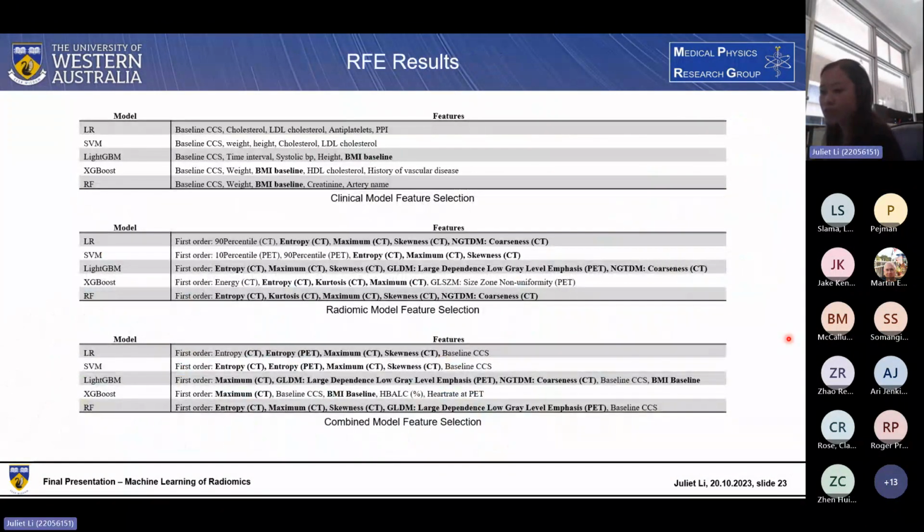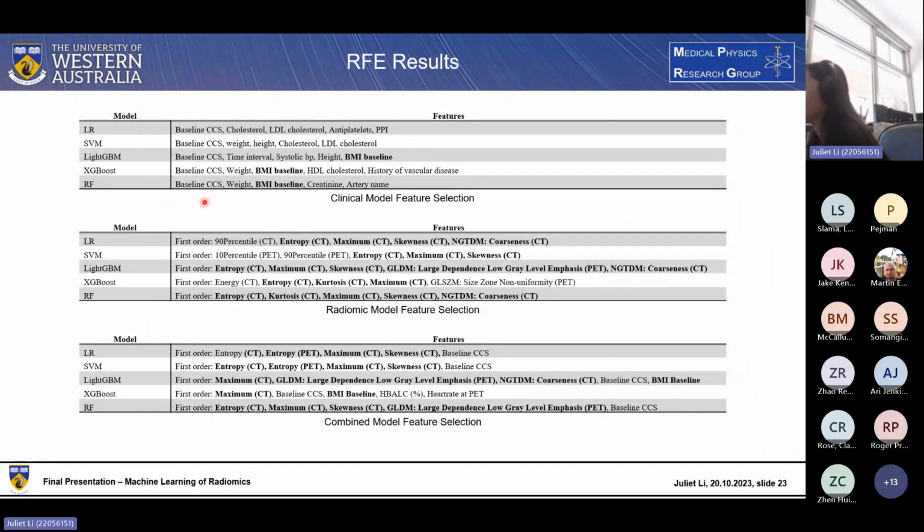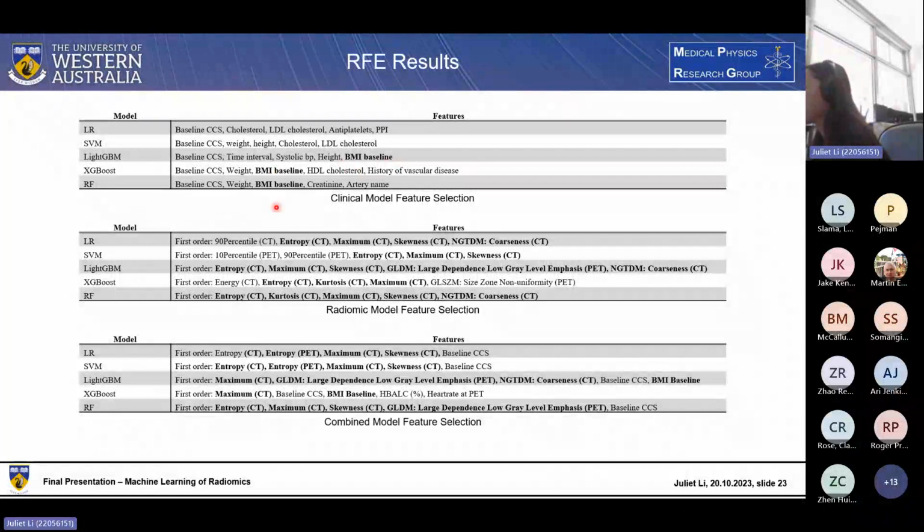So, recursive feature elimination results. For the clinical model, we used all of the clinical features, including baseline calcium score. We can see that baseline calcium score was picked by every single model, and in fact, it's evaluated as the most important feature, regardless of what category we're looking at. It's always the most important feature for the follow-up calcium score. We can see body mass index baseline was picked many times in the clinical model feature selection.